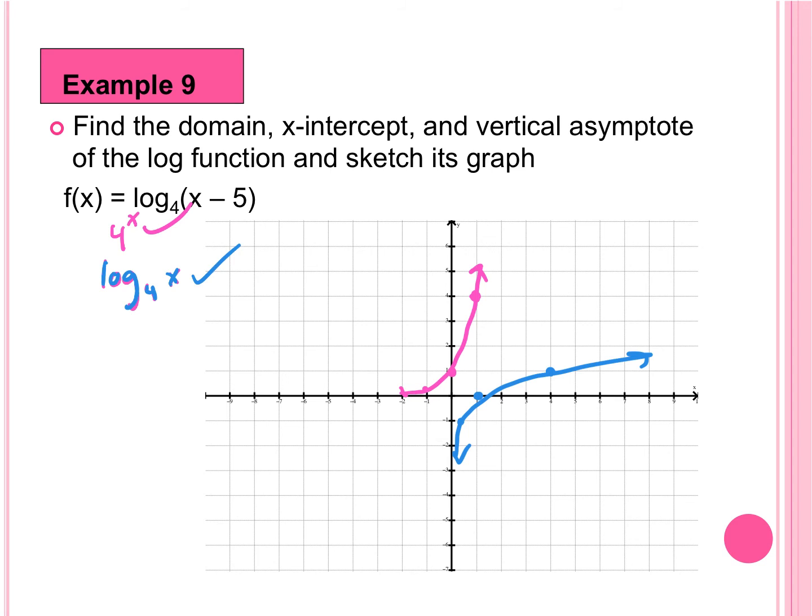And now I'm going to apply my transformation to it. So what does that minus 5 do to my graph? A horizontal shift to the right 5. So I'm moving all of my points for the blue one to the right 5. I'm going to go 1, 2, 3, 4, 5. Right there, there, and there. Then just connect your dots.